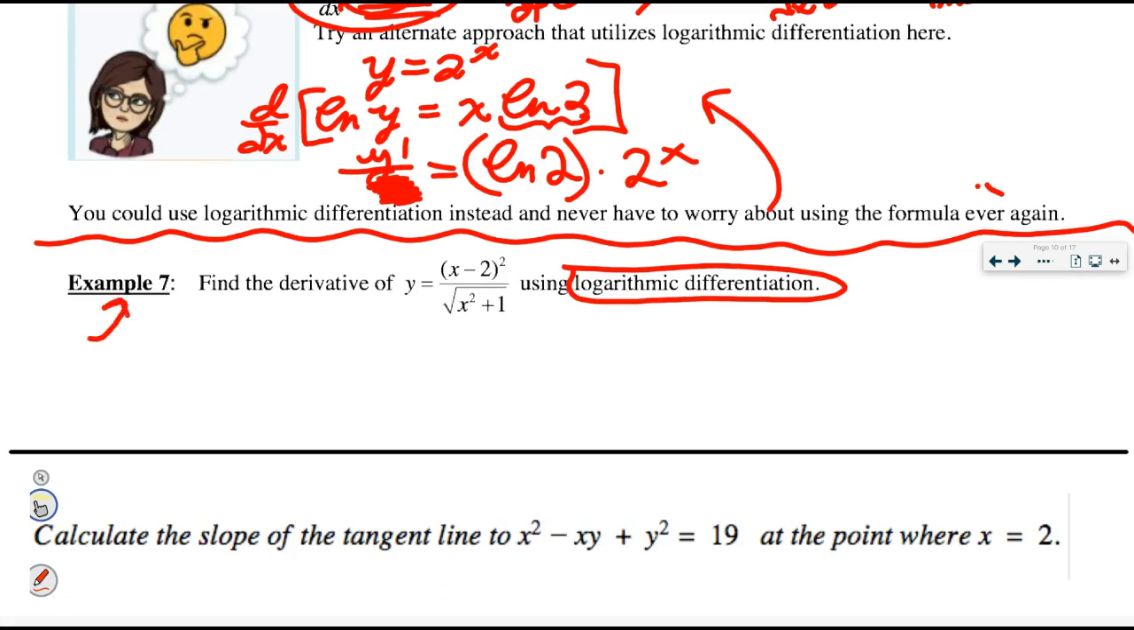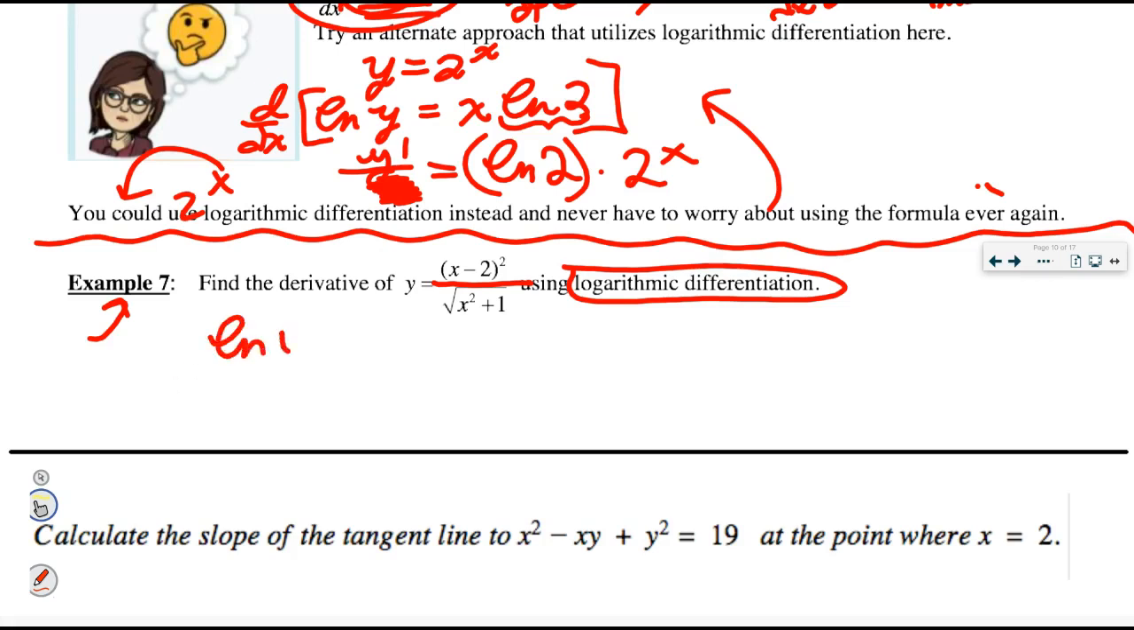In example 7, the variable is not stuck in an exponent, but I still have some properties that, if I took the natural log and applied them, would help. I'm not going to take the natural log of both sides because I don't need to bring a variable out front to get it out of the exponent. But I do know from pre-calculus that division expands into, right? So here, for this guy, let's do this.